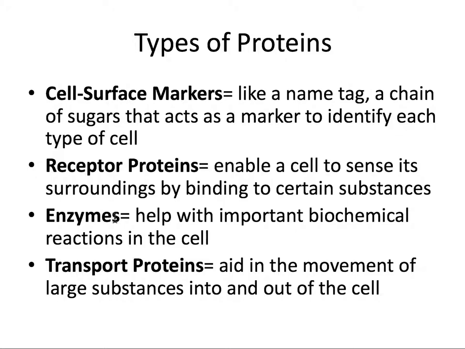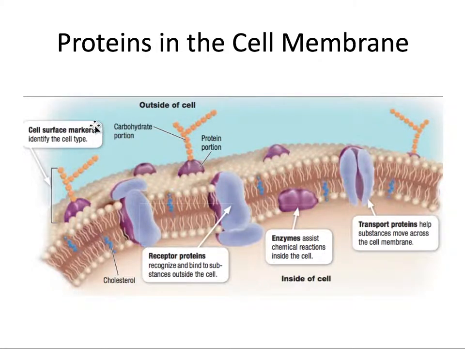Enzymes, as we learned previously, help to speed up biochemical reactions by lowering the activation energy required. And then transport proteins help in the movement of larger substances that can't fit through the cell membrane into and out of the cell. Here are some pictures of these cell surface markers.